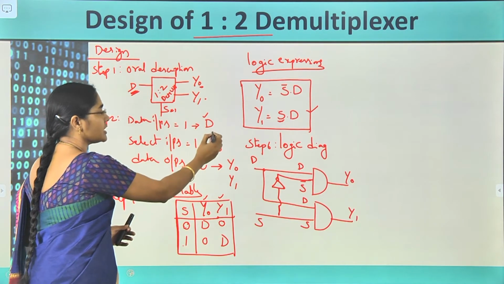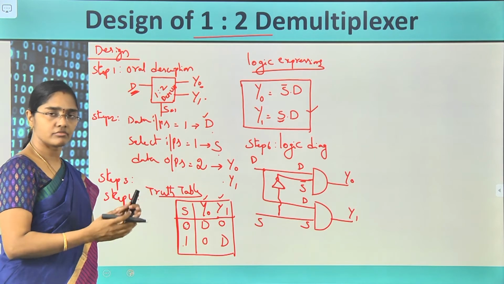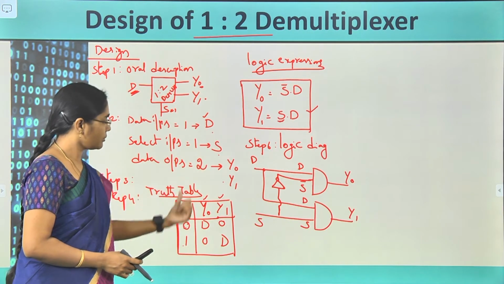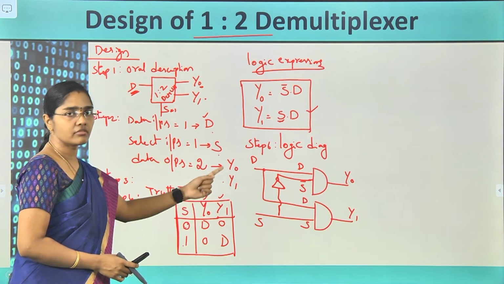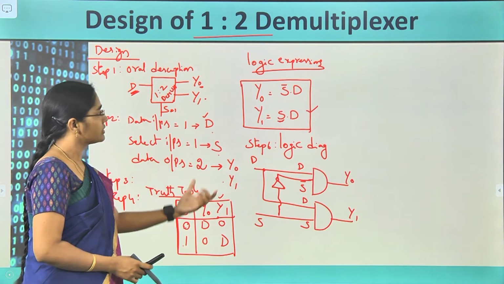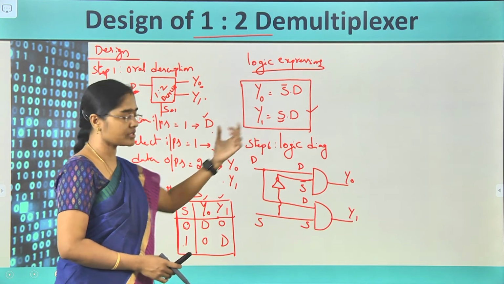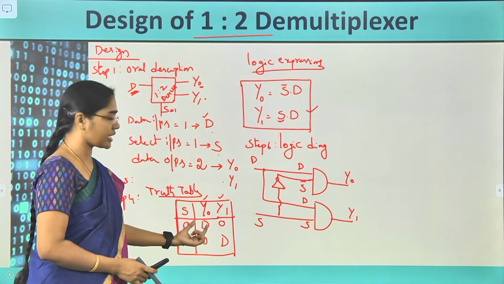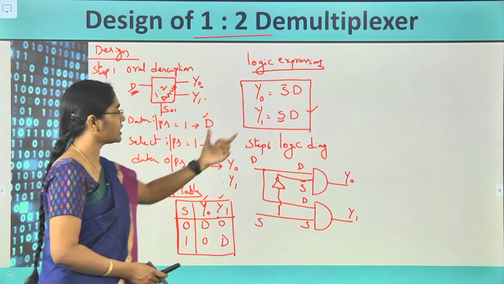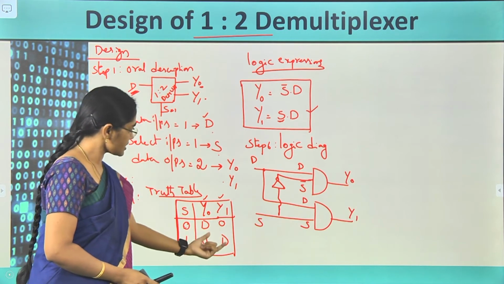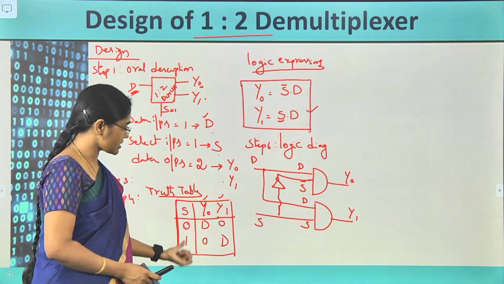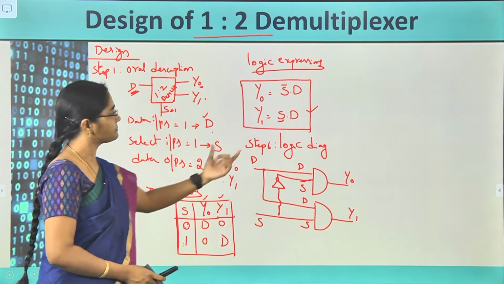Then finding the relation between these three with the help of a truth table. That truth table is represented here, that is, depending upon the S value, y0 and y1 are connected to the input D signal. Then from this truth table, writing the logic expressions: since S is equal to 0, y0 is equal to D, S equal to 0 is represented as S bar into D is y0, and y1 is equal to S into D, since when S is equal to 1, y1 is connecting to D.